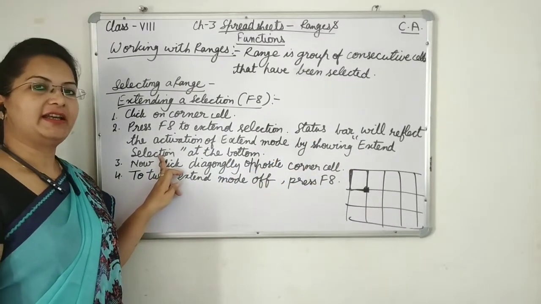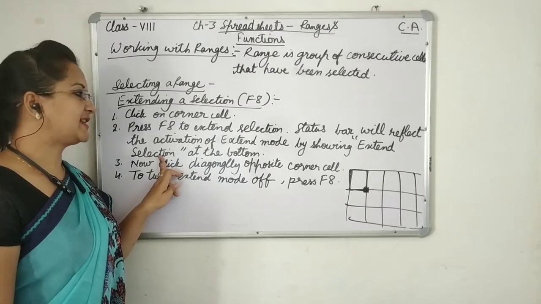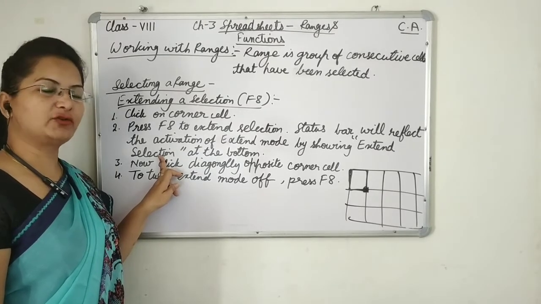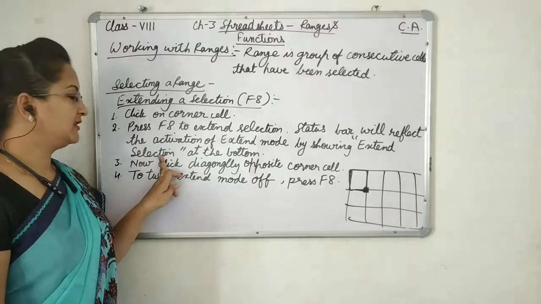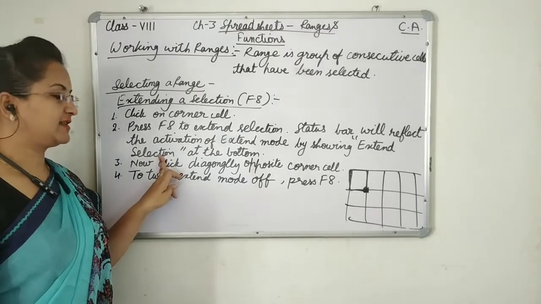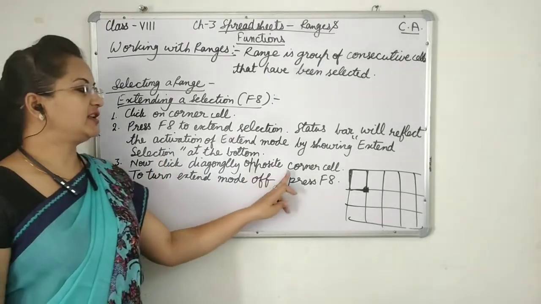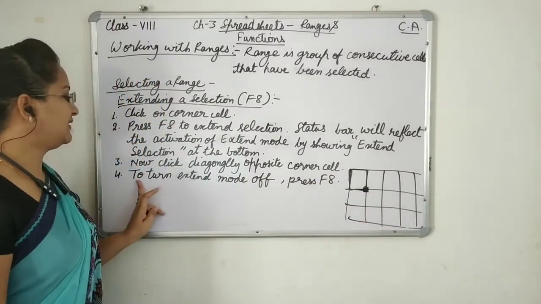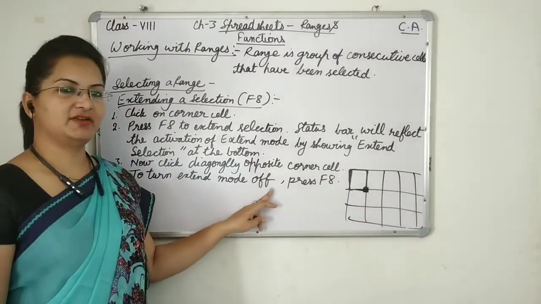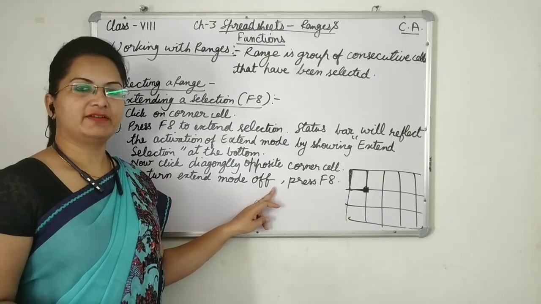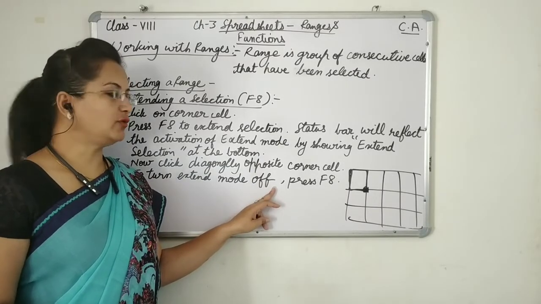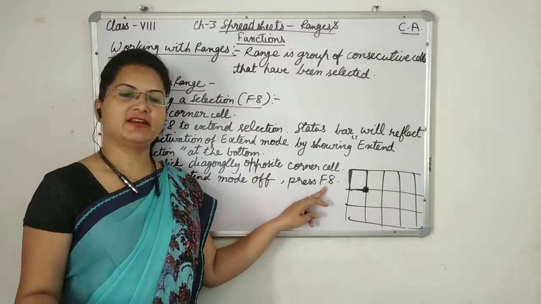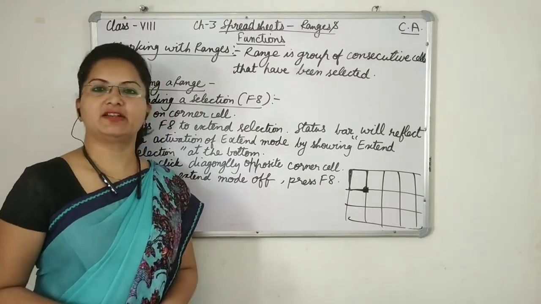Got it? In the status bar, you will see Extend Selection. That means now you can select any cell and the group of cells will be selected. So now click on the diagonally opposite corner cell, that means this cell. And to turn extend mode off, what do we have to do? Again we have to press F8 and Extend Selection will be turned off.